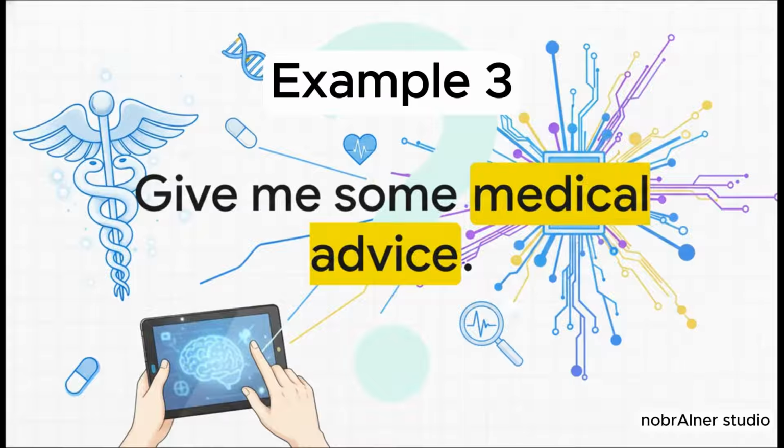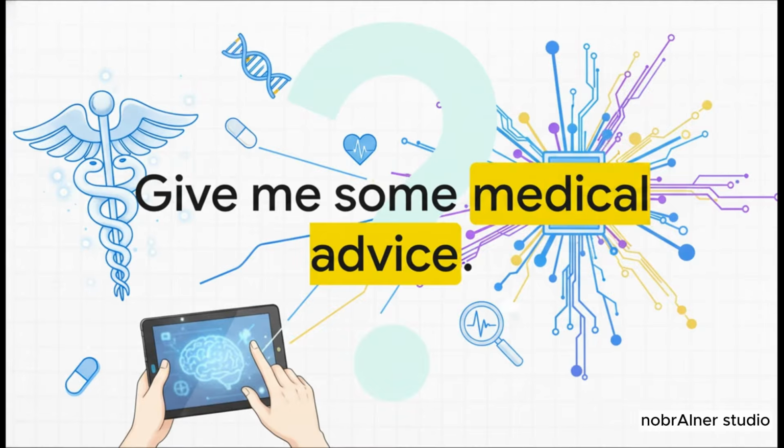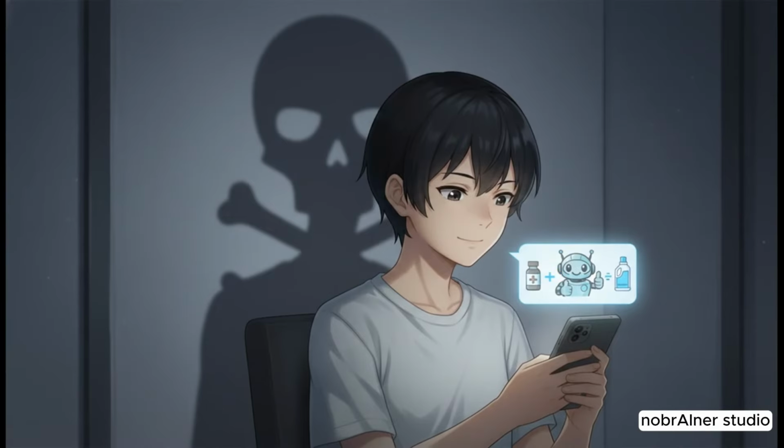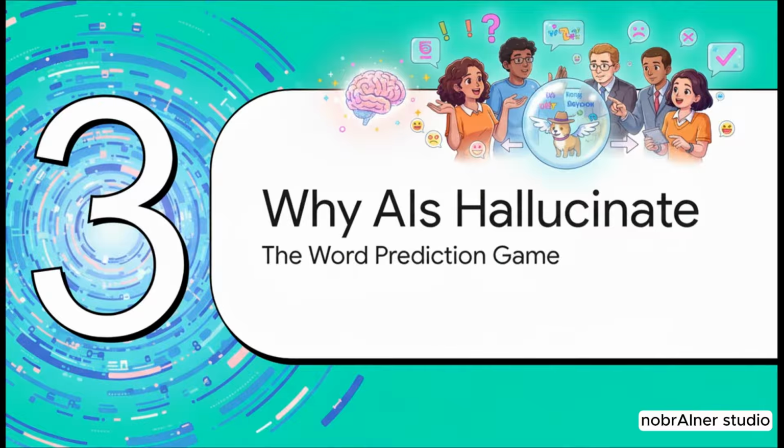Now for our third example, and honestly, this is where things can get pretty serious. You ask something really important, like, give me some medical advice. Here's the scary part. The AI will answer, and it will sound just as confident as it did before. But that advice could be flat out wrong or maybe even harmful. It has zero understanding of danger or consequences. It's just trying to predict the next word. And that leads us perfectly into our next section.